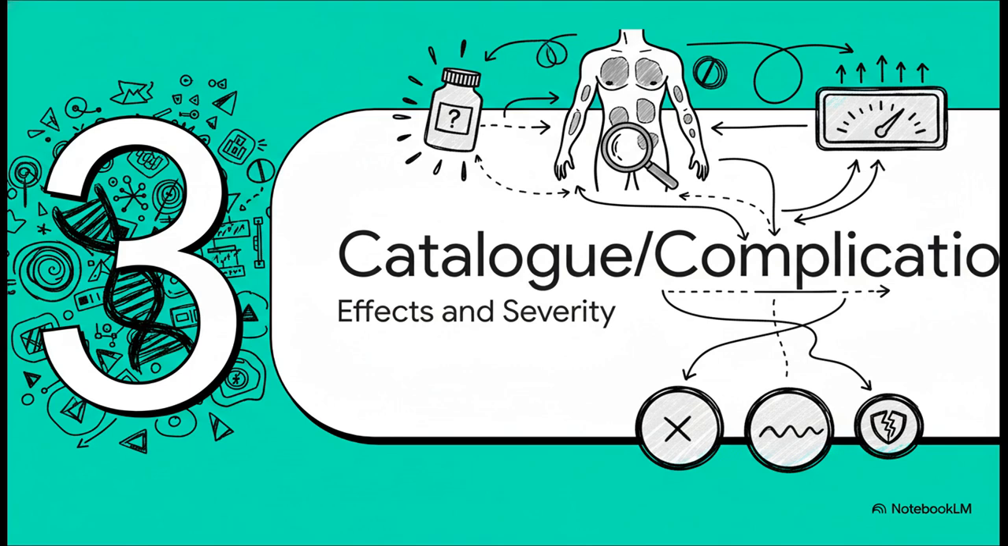All right, so we have our two main types, A and B. Now let's break it down even further. We're going to look at some specific types of complications and, very importantly, how we grade them based on how serious they are in the hospital.